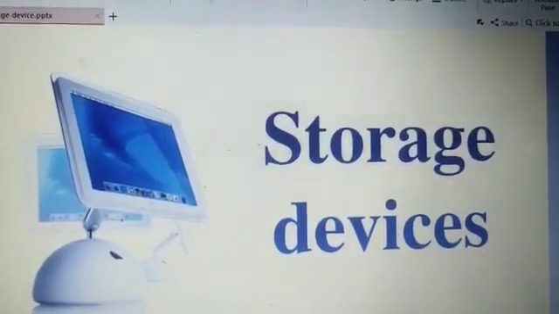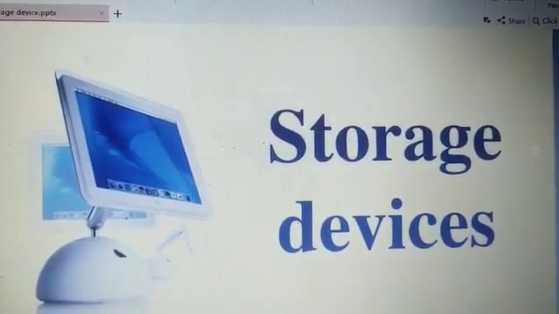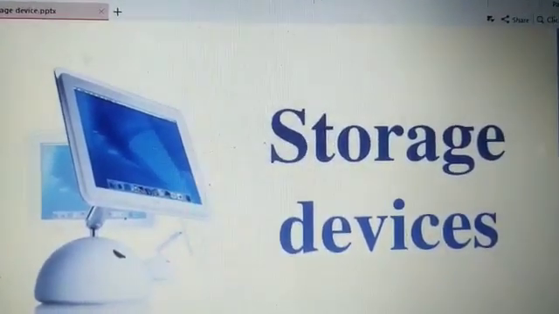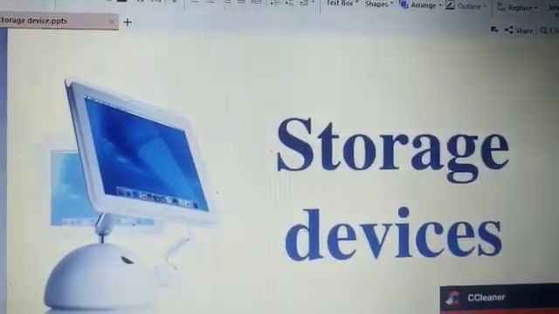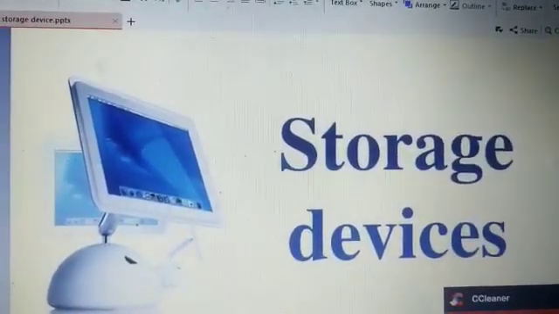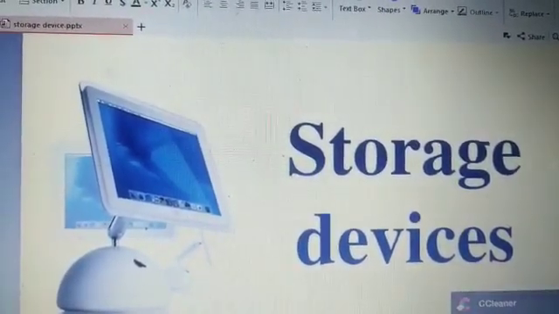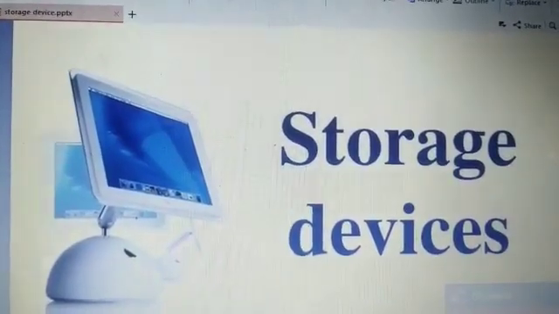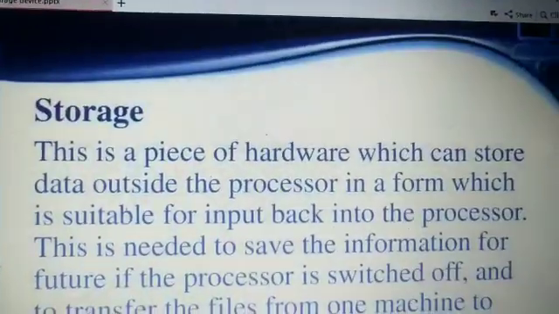Today's topic is storage devices. In an earlier video I explained that RAM is a volatile type of memory and nothing can be permanently stored in it. So to save our data files permanently, we require secondary storage devices. Now we will explain about the secondary storage devices.